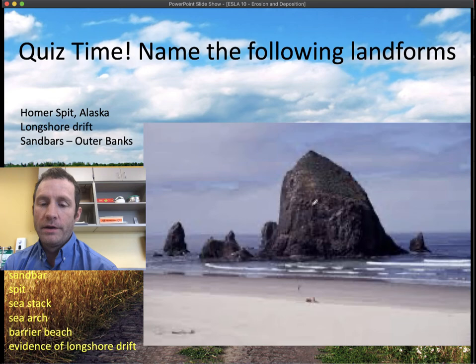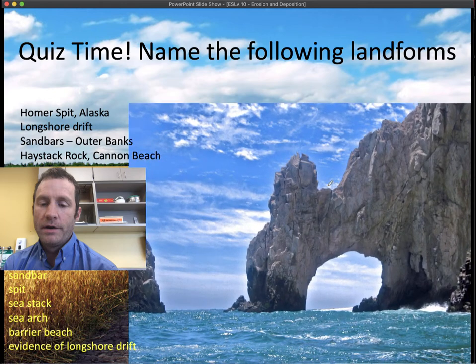So it used to be part of a headland kind of like this. This is a famous sea arch in Cabo San Lucas, and you can imagine that eventually that arch will collapse as this is eroded away, and we'll be left with a sea stack out here of some kind.